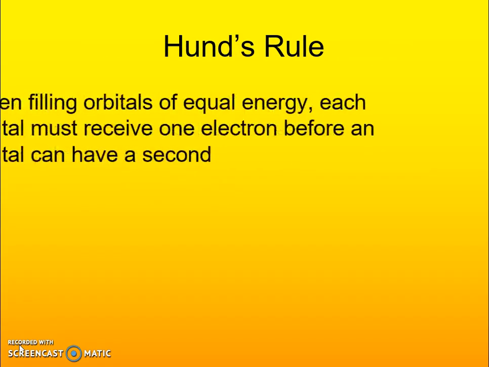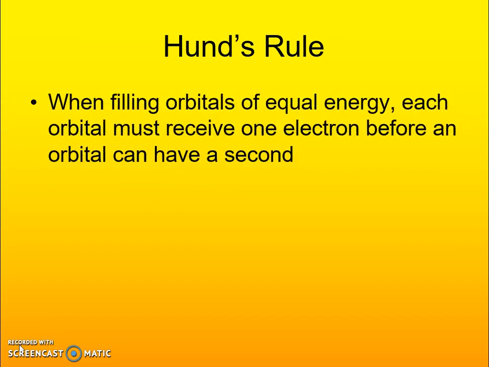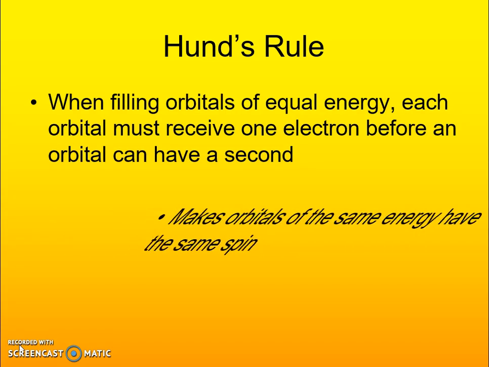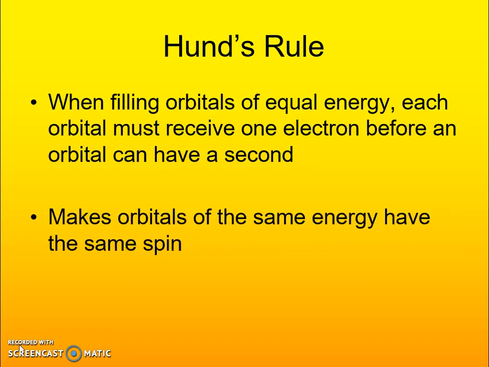And the last rule is Hund's rule. Hund's rule states that when filling orbitals of equal energy, each orbital gets 1 electron before any orbital has to double up and end up with 2 electrons in it. That way, all the electrons are spinning the same direction, moving the same way.